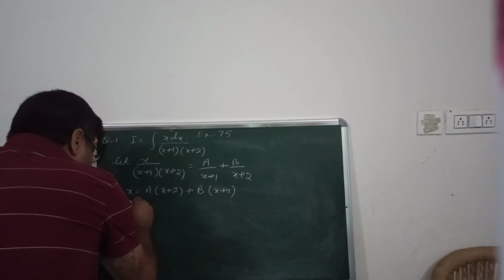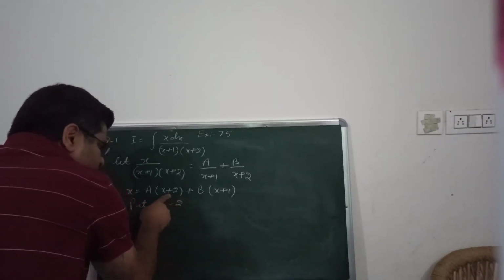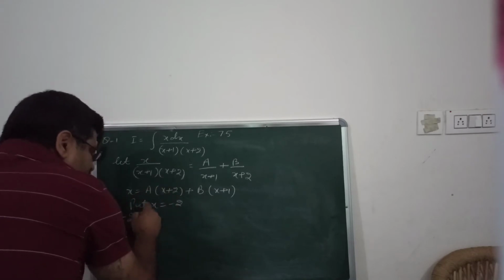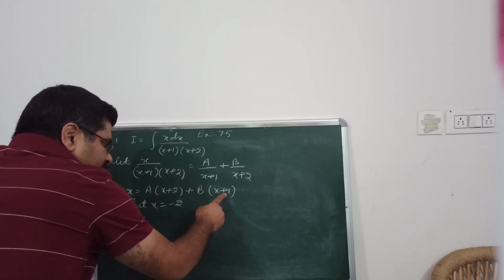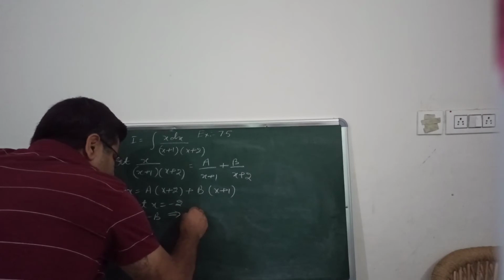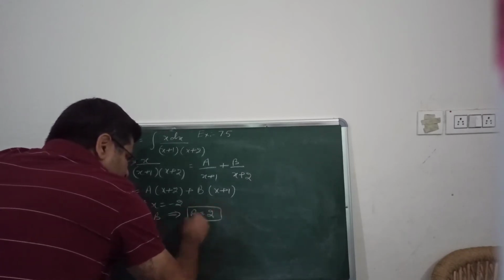Now put x is equal to minus 2. When you put minus 2 here, the a term will be 0. x is minus 2, so minus 2 is equal to, x plus 1 is minus 2 plus 1, which is minus 1. So minus b. This implies that minus and minus will cancel, and b is coming out to be 2.